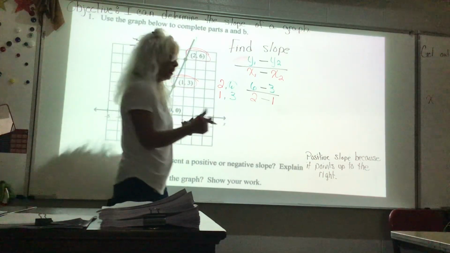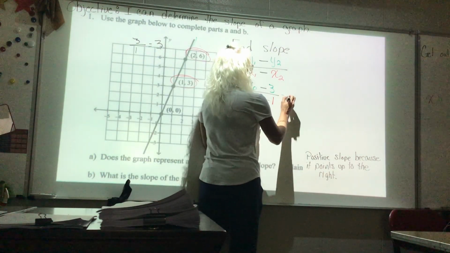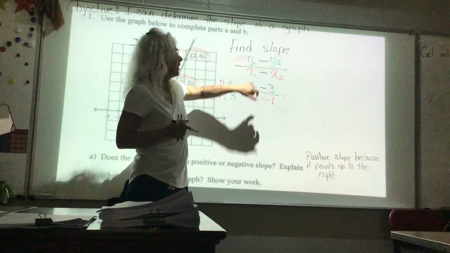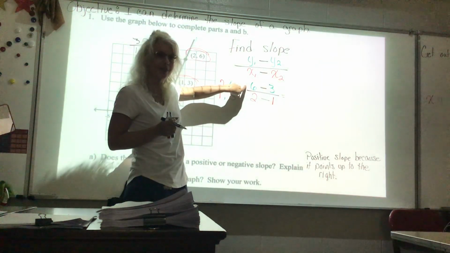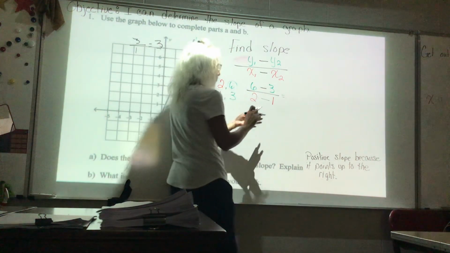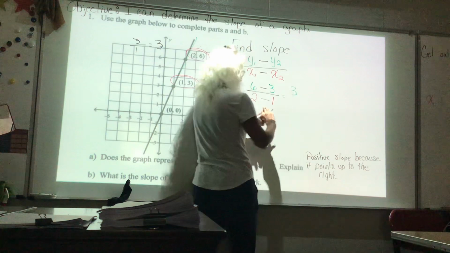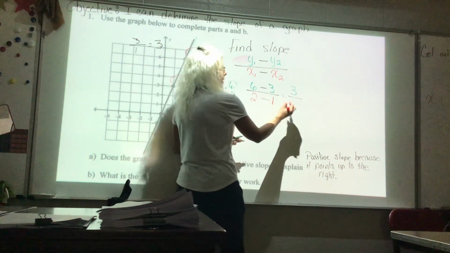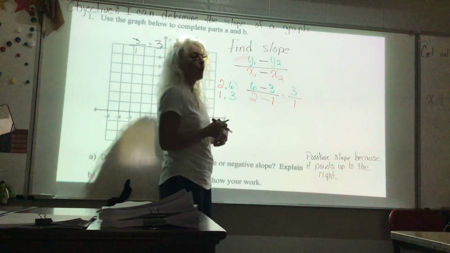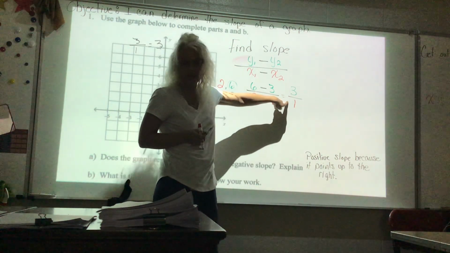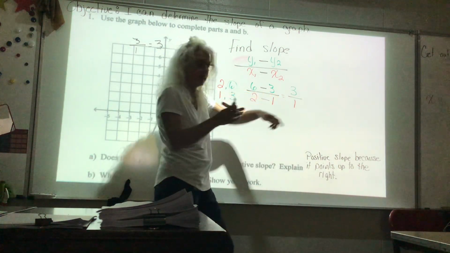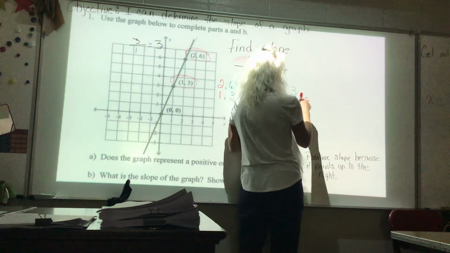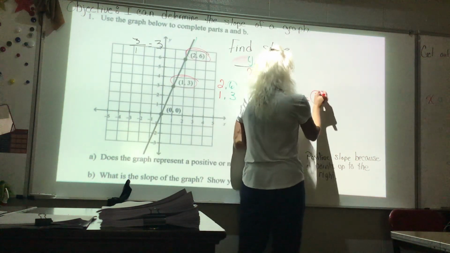Once we have these filled in, you're just going to do your subtraction. 6 minus 3 is 3, and then 2 minus 1 is 1. Now, what does the black line mean? Divide. So I'm going to get 3 divided by 1 is 3.